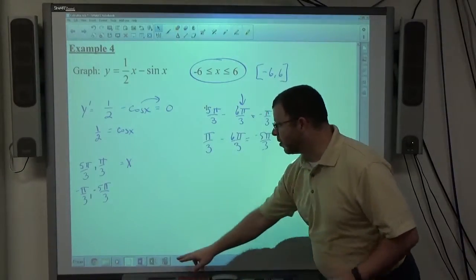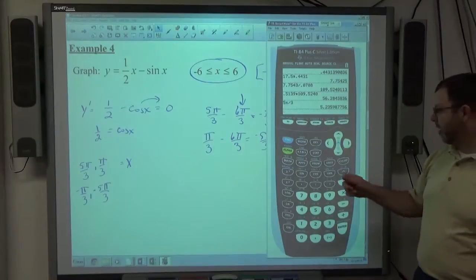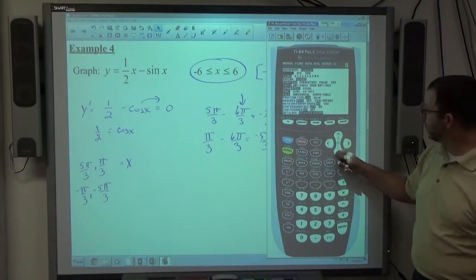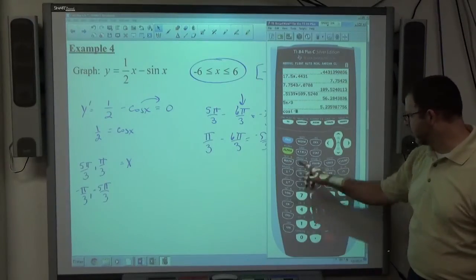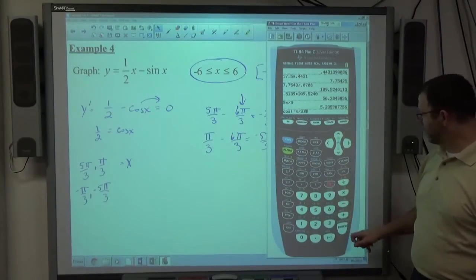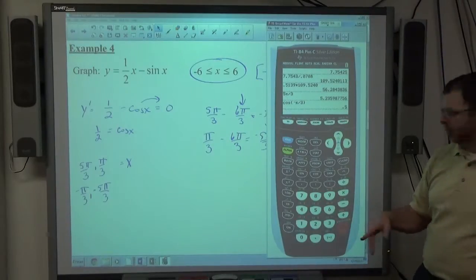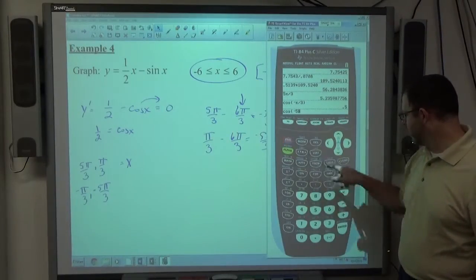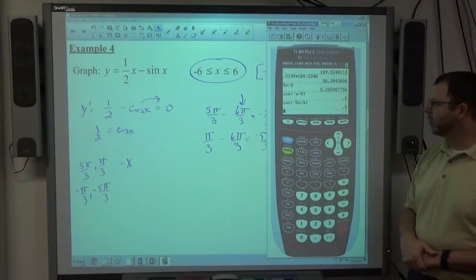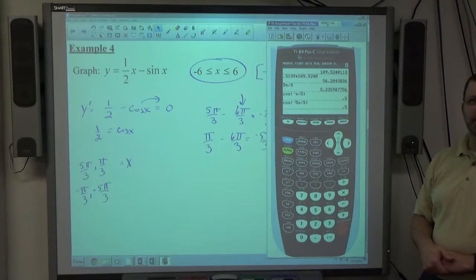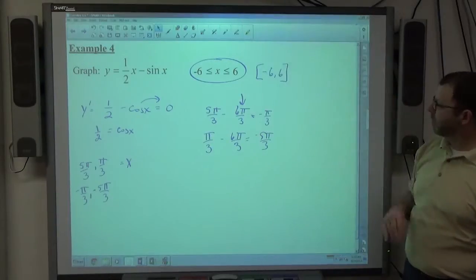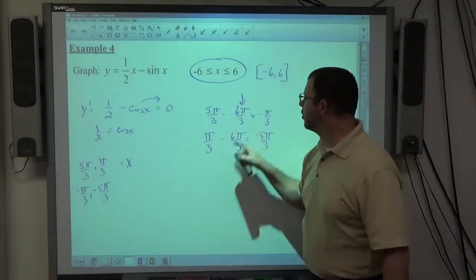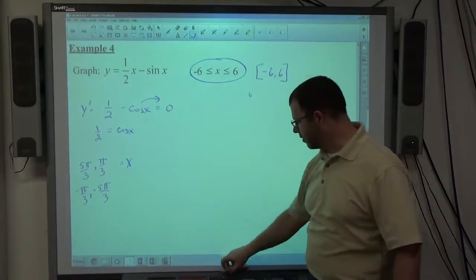I want to test any of those numbers just to verify cosine is supposed to equal 1/2, right? So I want to make sure I'm in radians mode. I try cosine of, let's say, negative pi over 3. It should equal 1/2, and it does. Now cosine of negative 5 pi over 3. Will it always be opposite? No, it depends on what you're dealing with. But there you go. So we've got all those critical numbers. In addition, we have, of course, negative and positive 6.